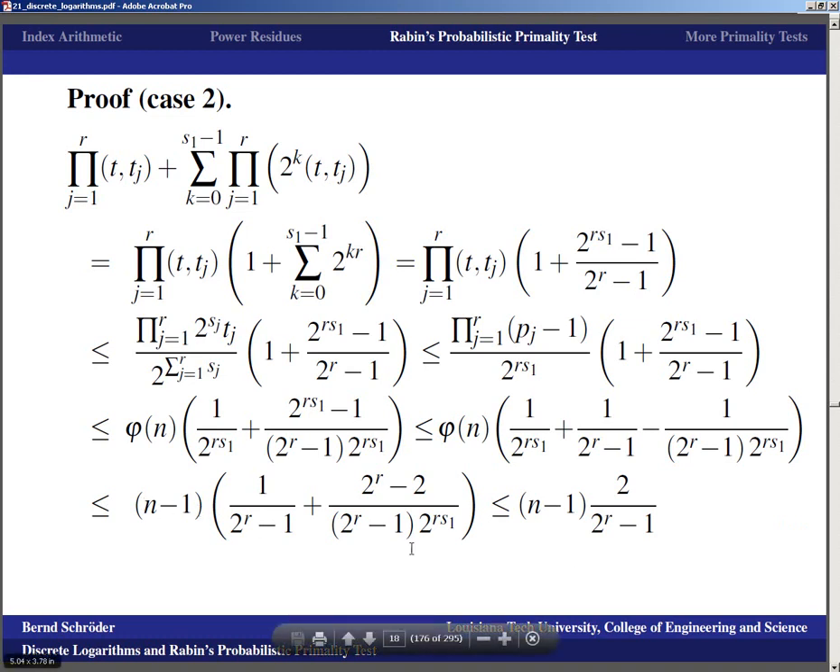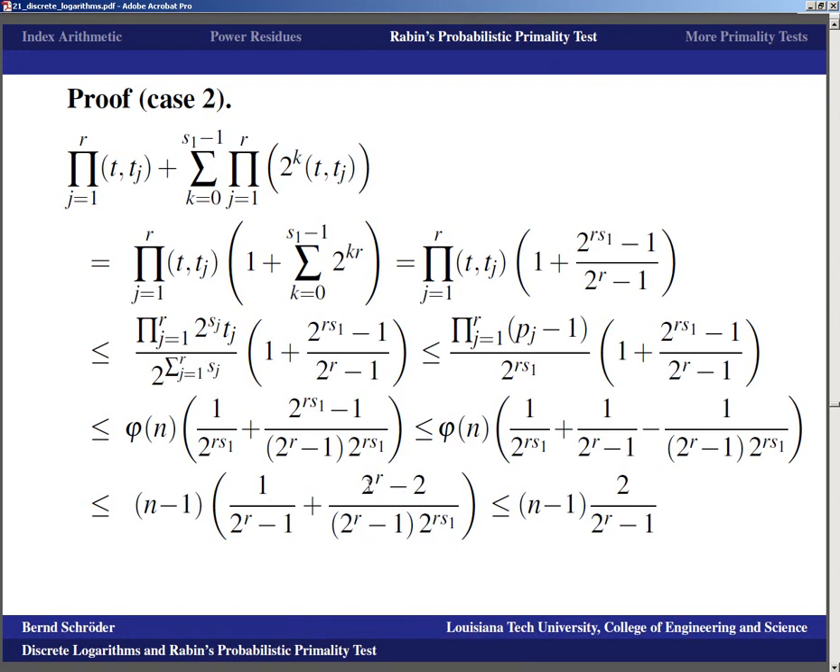That goes very quickly. N minus 1 stays. 1 over 2 to the r minus 1 plus 2 to the r minus 2 divided by 2 to the r minus 1 over 2 to the r s1. Here's what we're using, that r is greater or equal to 3 as far as I can see, because what we end up with then is that this summand here is less than or equal to an extra 1 over 2 to the r minus 1.